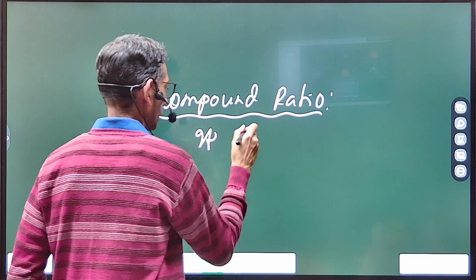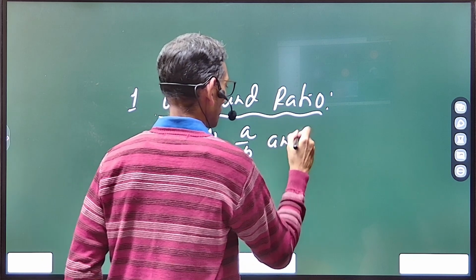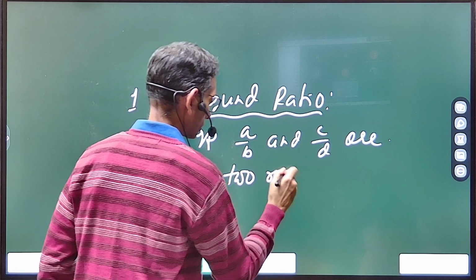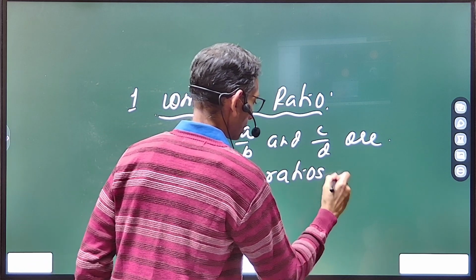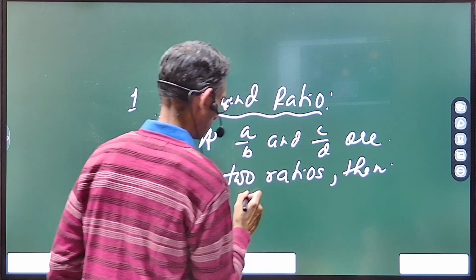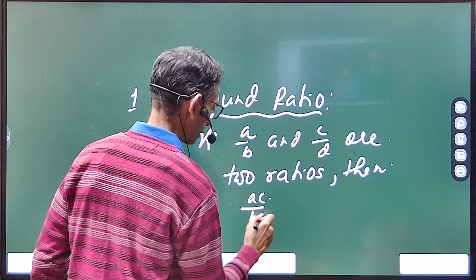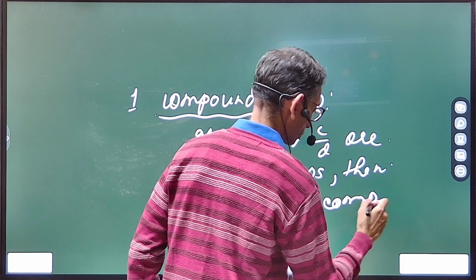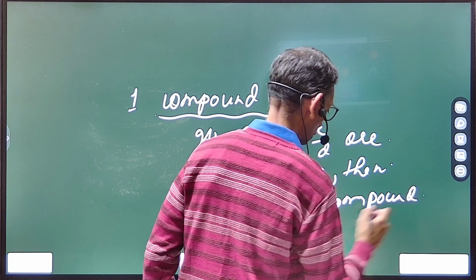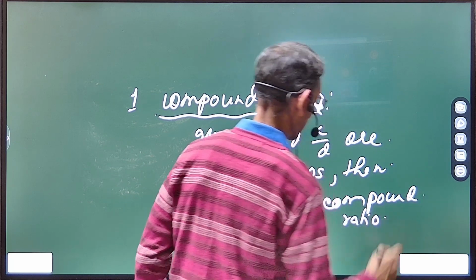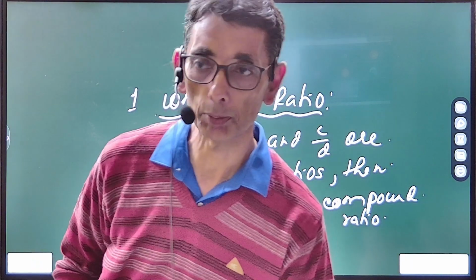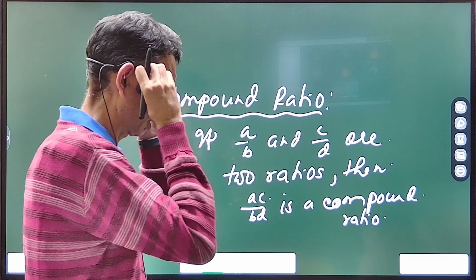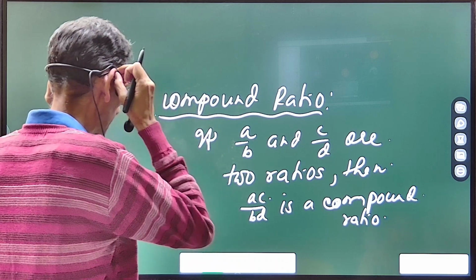If A by B and C by D are two ratios, then AC divided by BD is a compound ratio. If two or more ratios are multiplied, it's called a compound ratio. But you may not need to memorize it exactly word by word. You need to understand only the concept.